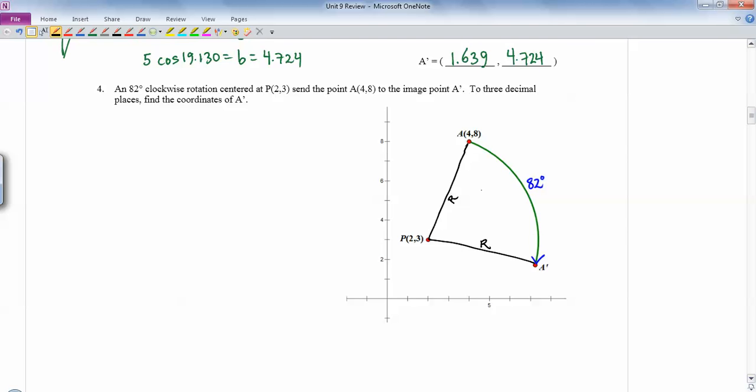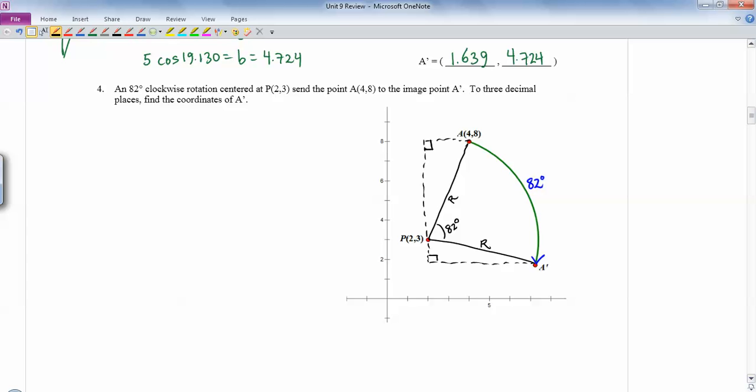I know that the rotation is 82 degrees, so this central angle would be 82 degrees. And then let's build our slope triangles. So I'll build one here, and I'll build another one down here. And the only one I can work with right now is the one that's on top, the one above point P, because I know where A is.